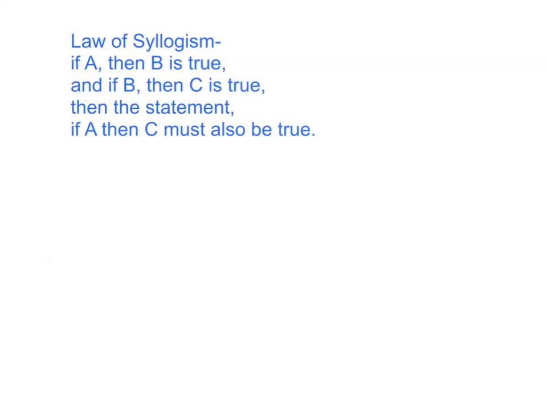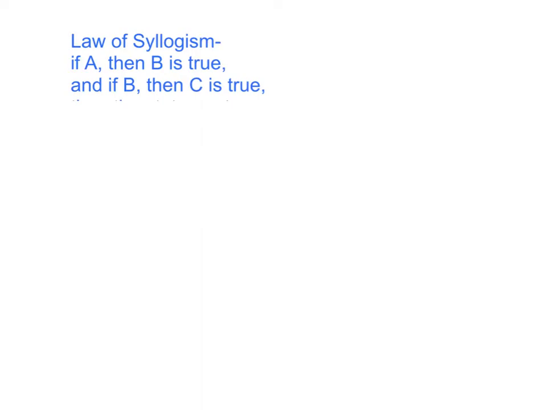The next and final property we need to learn in lesson 2-3 is called the law of syllogism, which states if you have a statement that says if A then B, and that statement's true, and you have another statement that says if B then C, and that's also true, then the statement that says if A then C must also be true as well.